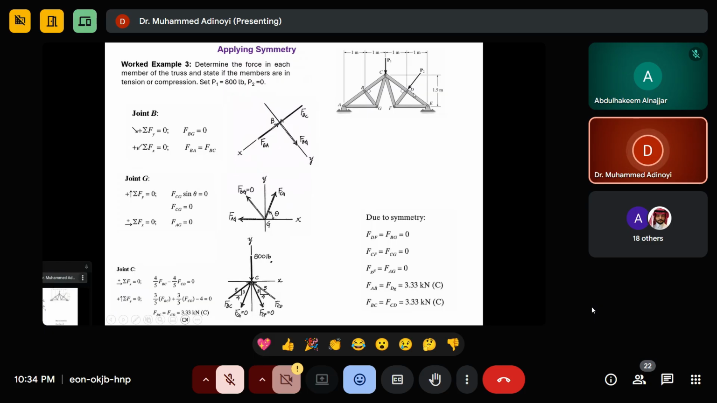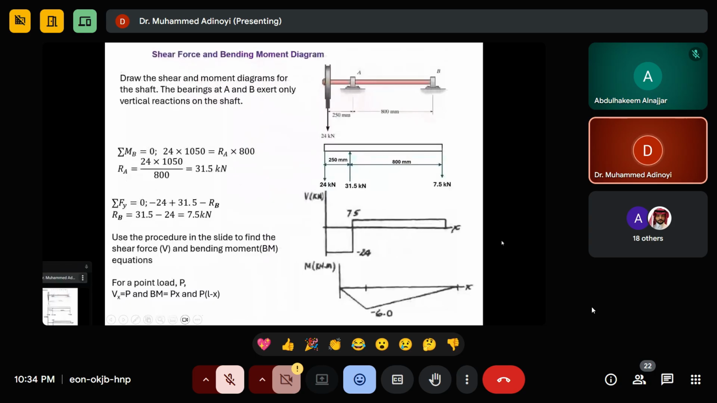AB is equal to DE. No, there is no DG. It's DE. This guy is D. There is no DG. This guy is DE. AB is equal to DE. So, any question?